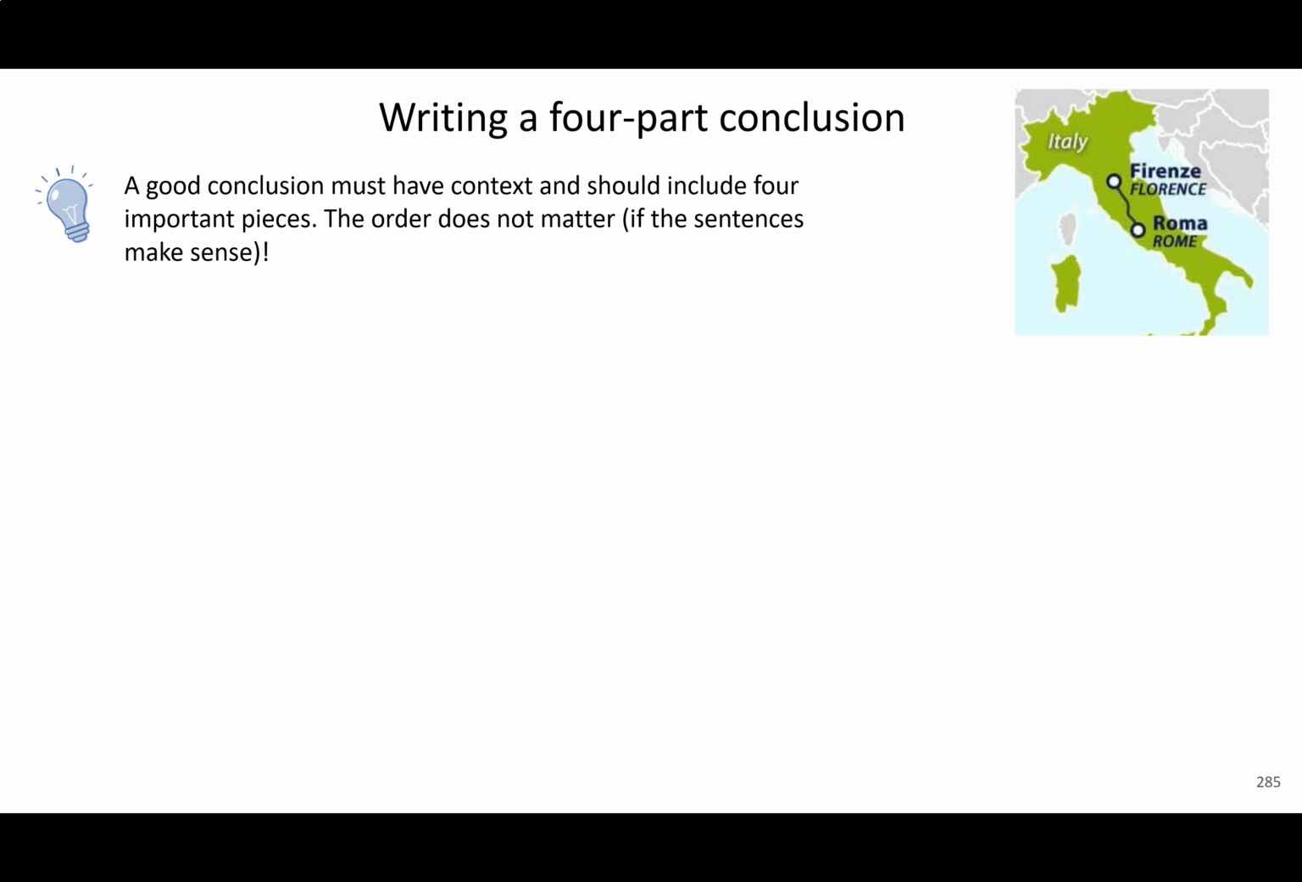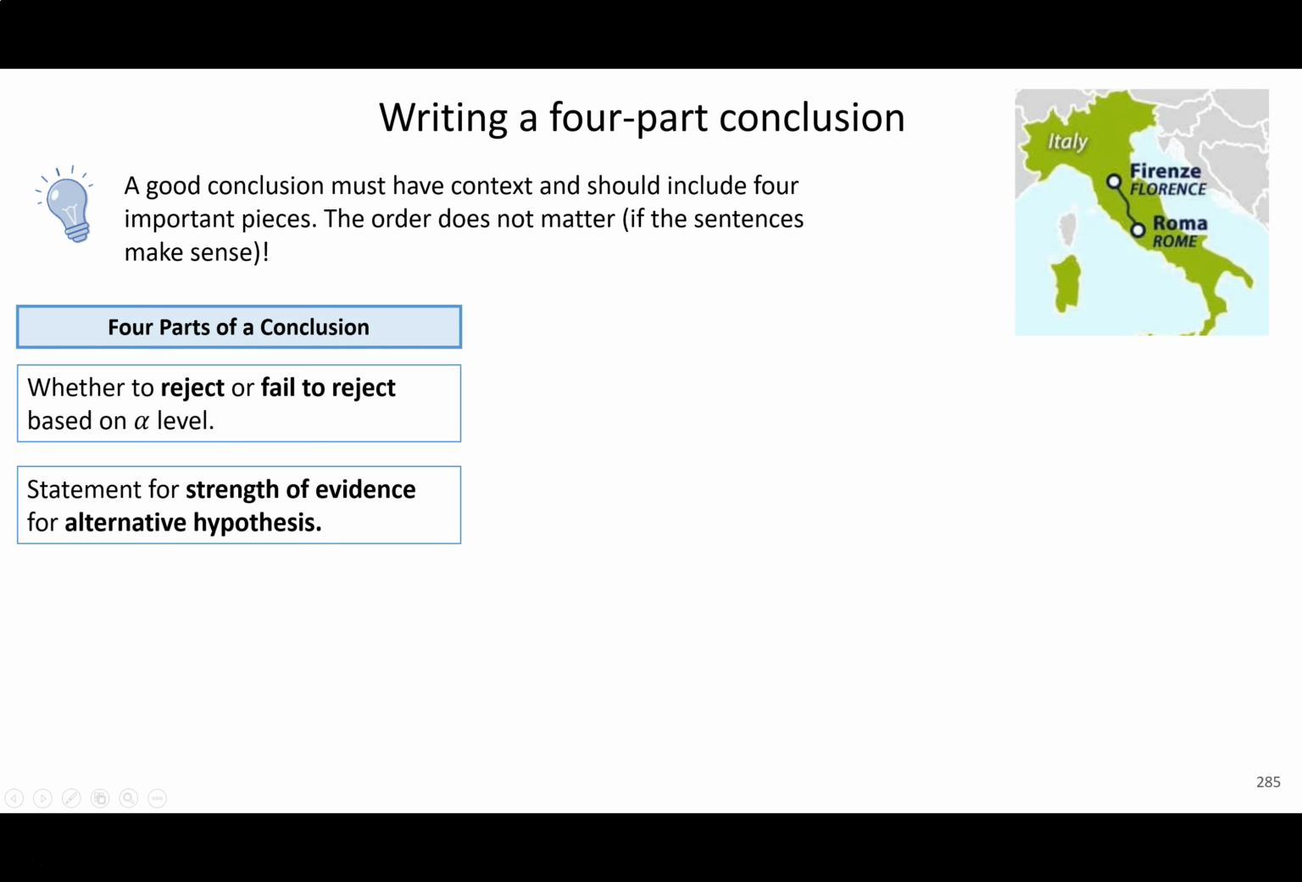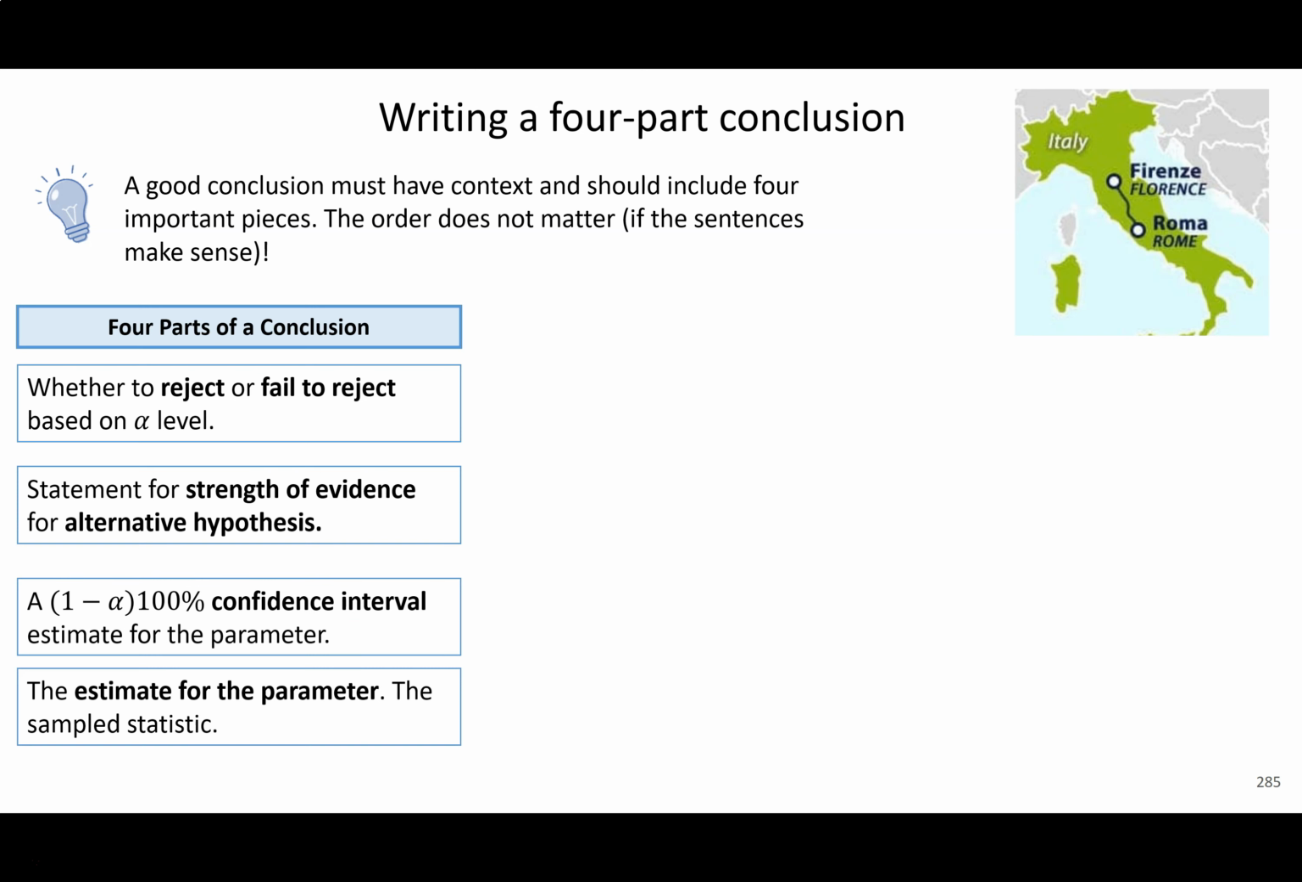It's delightful. So it doesn't matter what order the parts are in, but it does matter that all of them are there. We have a checklist of statements that we're looking for. If any of them are missing, that's what we hone in on. So for here, there are 4 parts. Whether or not we reject and why. We state how strong the evidence is for the alternative. And then we give the confidence interval as well as the point estimate. So here are the two for the hypothesis test. Here are the two for the confidence interval.